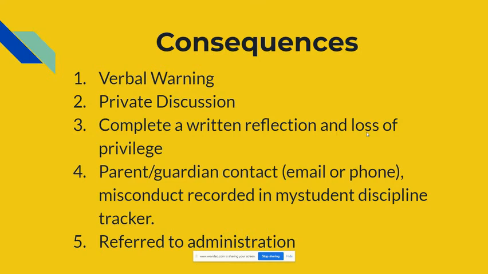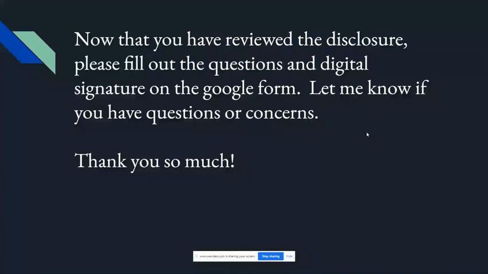If I don't see you following those, we'll have a verbal warning. If that doesn't work, we'll have a private discussion outside. If we need to address it more, we'll do a written reflection. At that point, if that hasn't worked, we'll contact a parent and make sure we get our information recorded in the discipline tracker. And if that hasn't been enough, we'll refer it to the administration, put together a team, and figure out how we can work with alternate behaviors that fit within our core values.